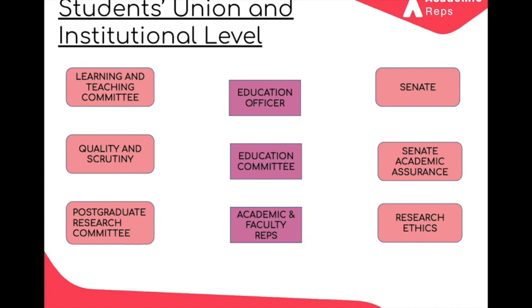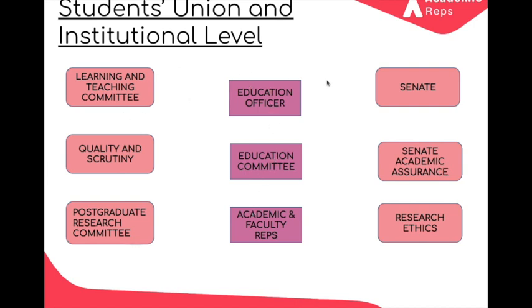Now, the other aspect to consider is the institutional level. We have talked about in the past that at a basic structure, in these purple boxes in the middle, you have your academic and faculty reps who feed into education committee, who feed into the education officer, who this year is Charlie Porter, and all of you influence the decision making.